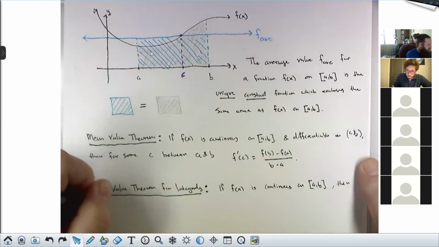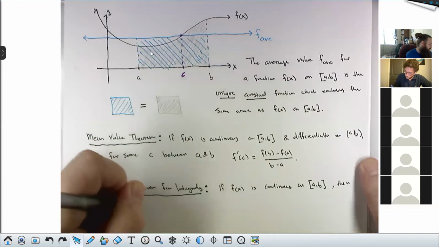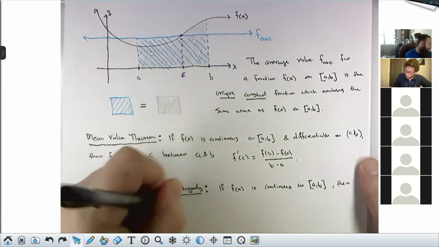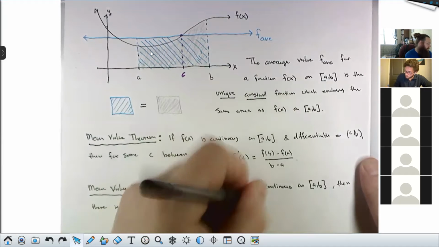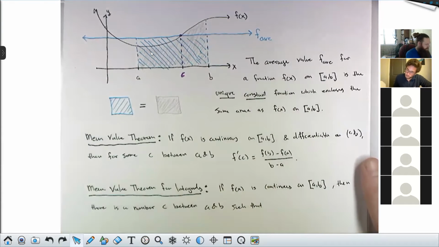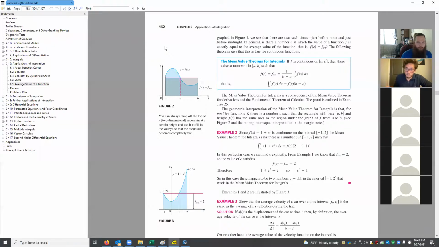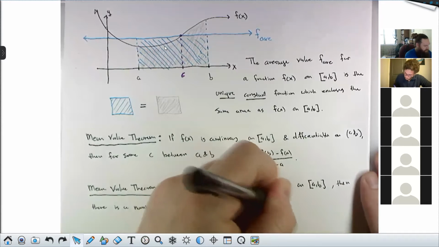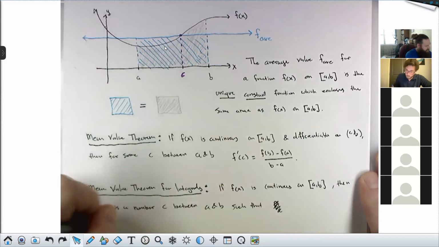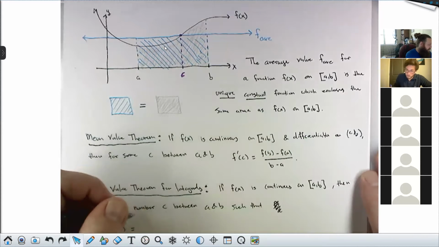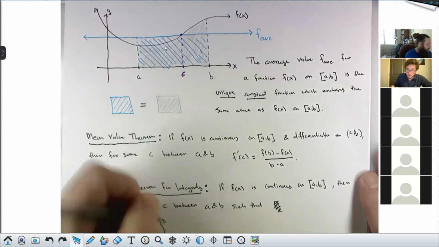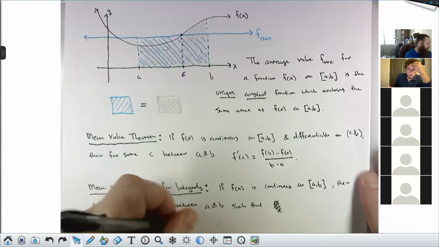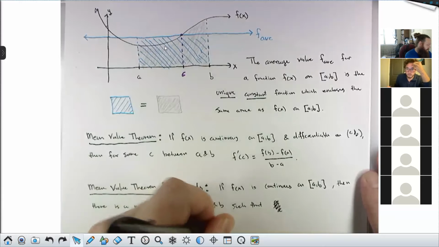Then there is a number c between a and b such that, just the same notation your textbook does here, f of c is equal to 1 over b minus a times the integral from a to b of f of x dx. Value.